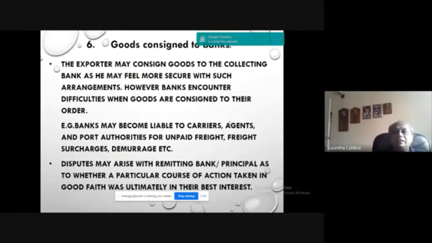Goods consigned to the bank. The exporter may consign goods to the collecting bank as he may feel more secure with such arrangements. However, banks encounter difficulties when goods are consigned to their order.